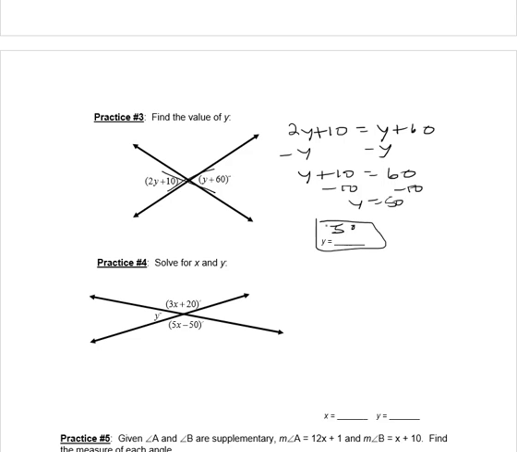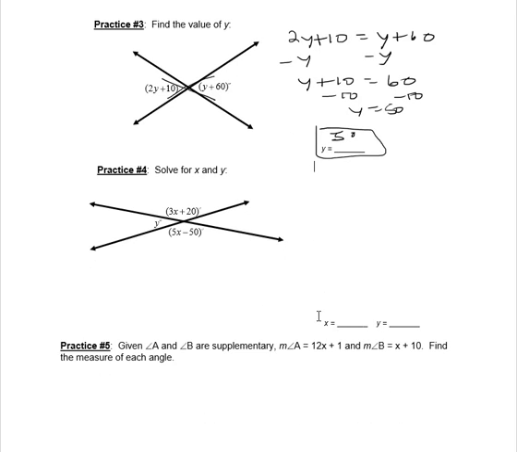Okay. Now, practice number 4 is a little bit trickier. First, to solve for x. Well, solving for x is exactly the same thing that I did up here in practice number 3. I'm going to set 3x plus 20 equal to 5x minus 50 because they're vertical angles. So 3x plus 20 equals 5x minus 50.